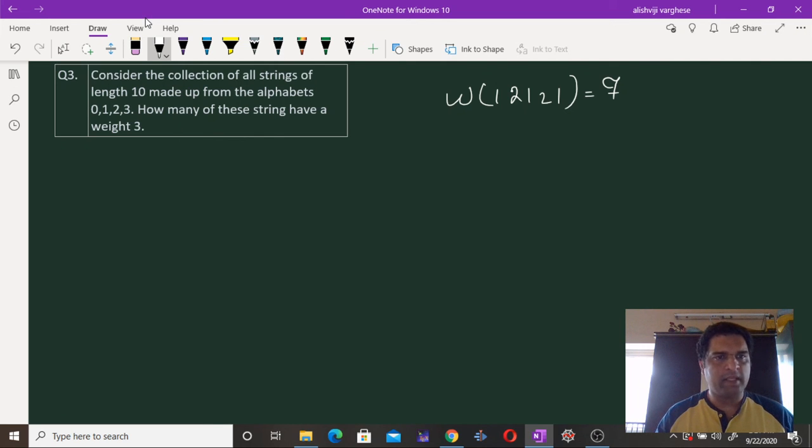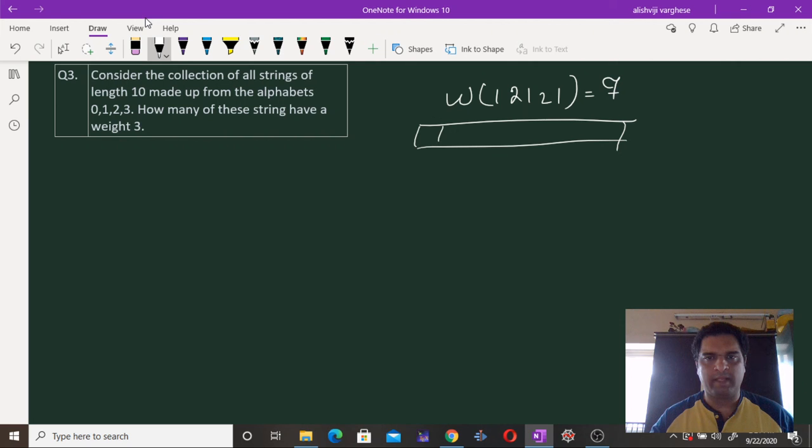And here we are looking for a string which has a weight 3 and the total string is of length 10. So we have a string of length 10, 10 positions are there, and any of these 10 positions can be filled using any of the alphabet 0, 1, 2, and 3.